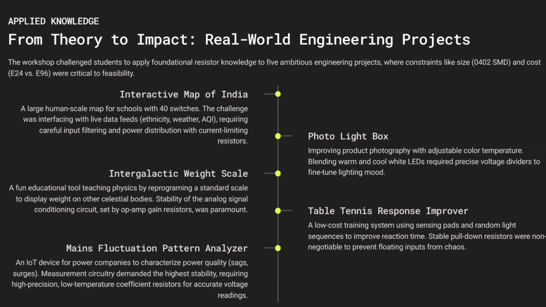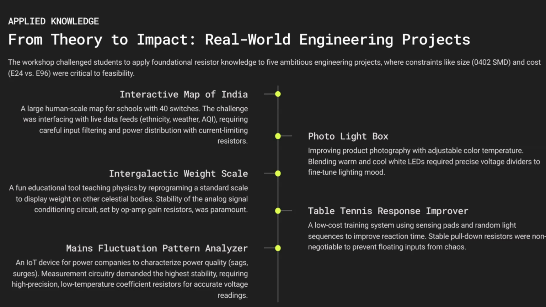Then there was a sports application, the table tennis response improver. This is about making high-level training affordable. Right. High-end training gear can cost thousands of dollars, way out of reach for most people. This low-cost system divides the table into sections with sensing pads that light up in a random sequence. And the player has to quickly touch and turn them off to improve their response time. Exactly. And because it involves all those sensing inputs, the use of stable pull-down resistors to prevent those floating inputs we talked about is absolutely non-negotiable.